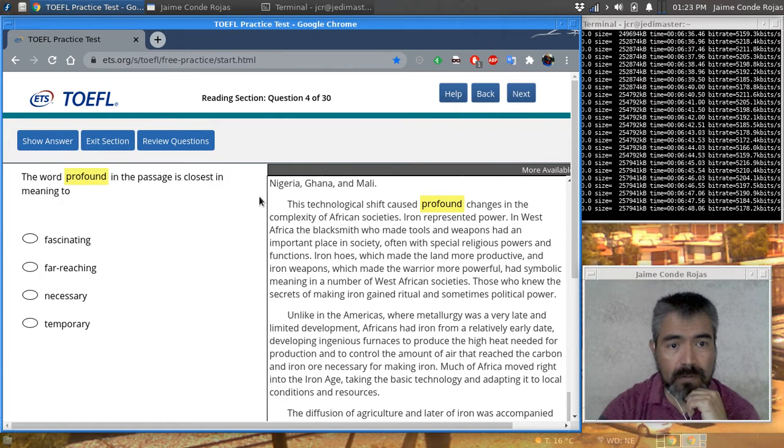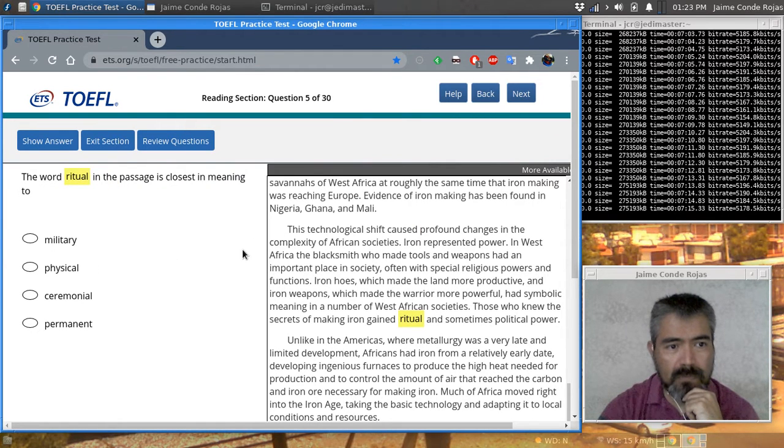Let's see another type of question. The word profound in the passage is closest in meaning to, in this case, it's synonyms. Profound, this technological shift caused profound changes in the complexity. Profound changes, far-reaching. The word ritual in the passage is closest in meaning to, maybe ceremonial.